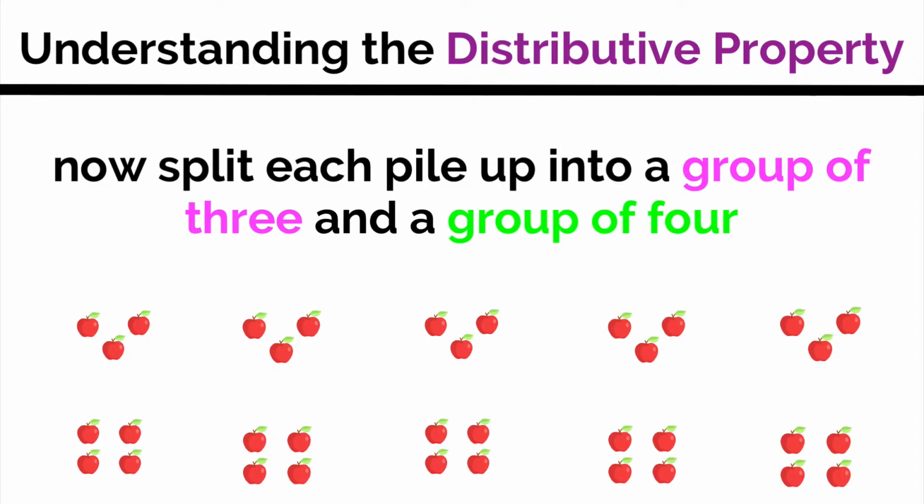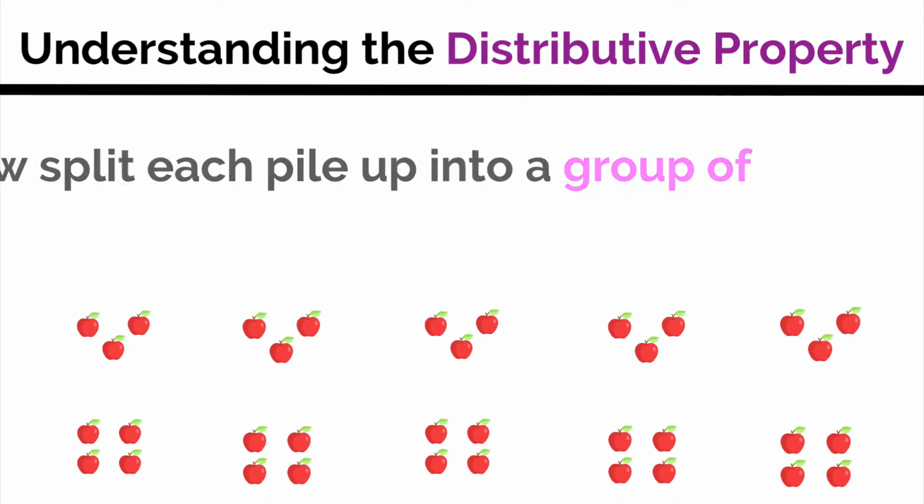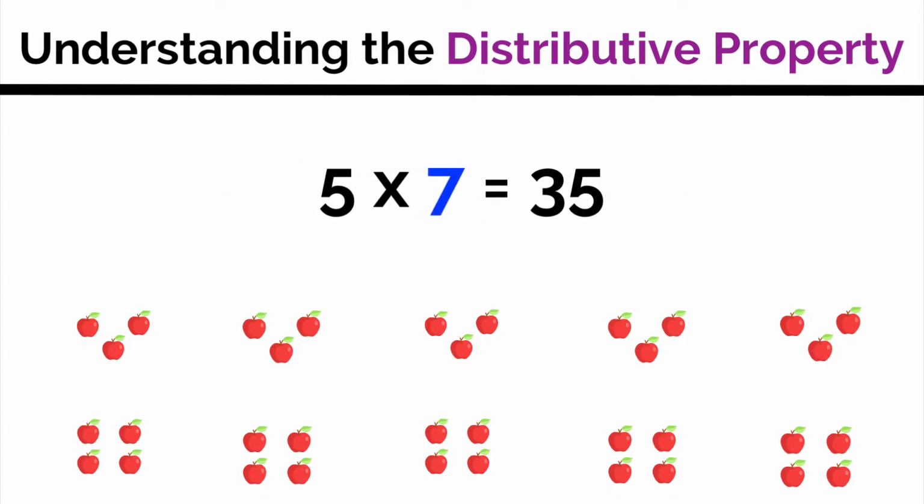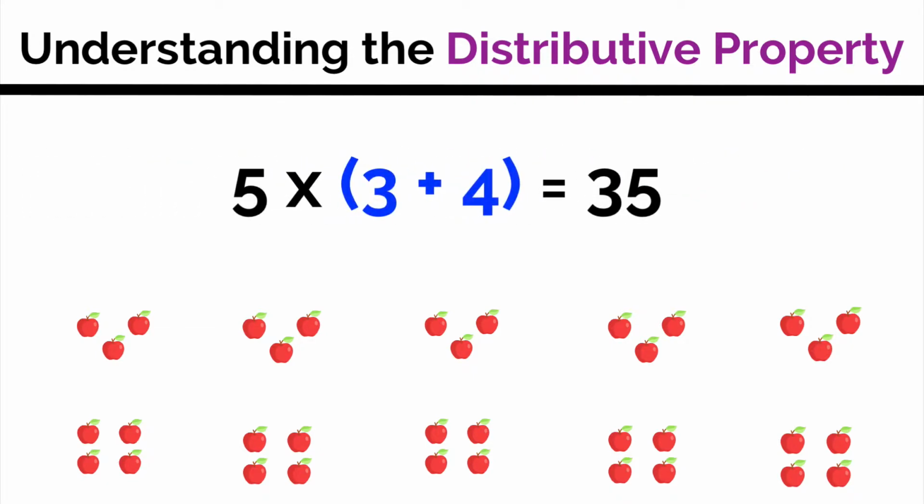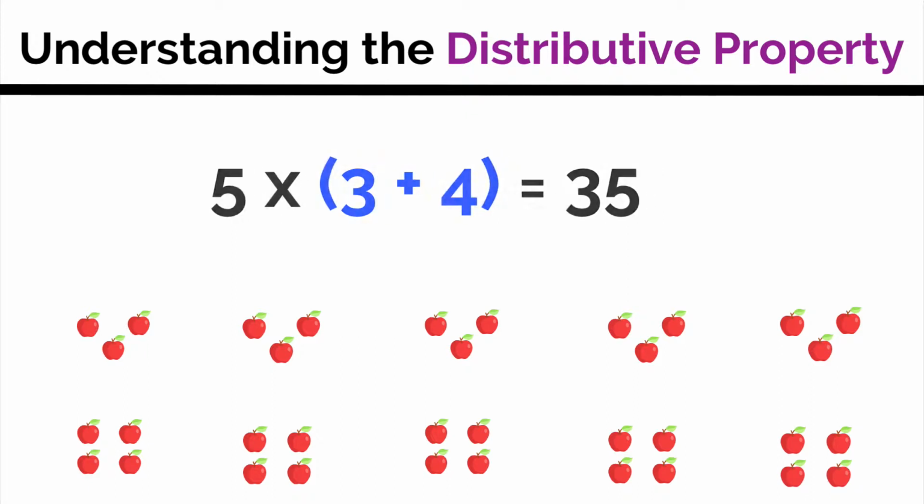There are a few ways we can represent this. Let's take the 7 and split it up into 3 plus 4 in parentheses. This is clearly the same value we just had because 3 plus 4 equals 7. Which makes sense because rearranging the apples shouldn't change the number of them that are present.